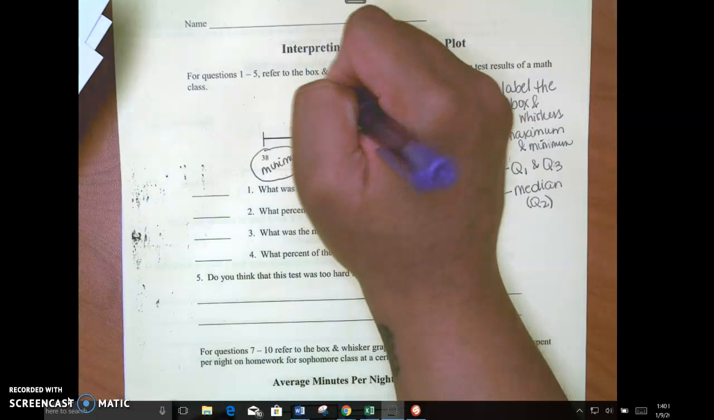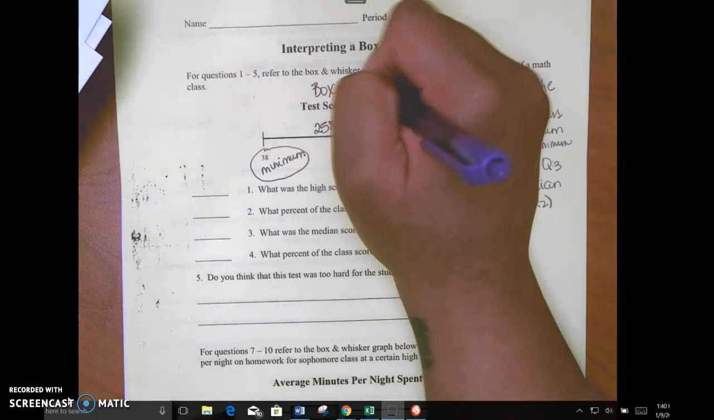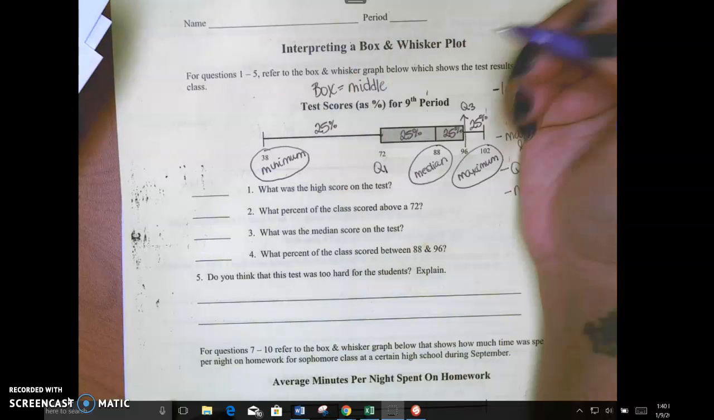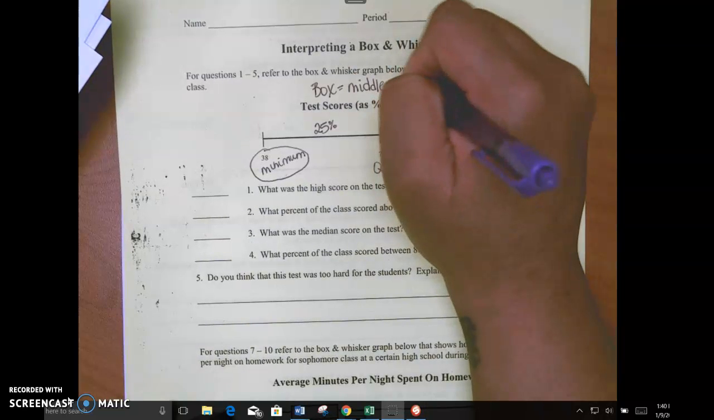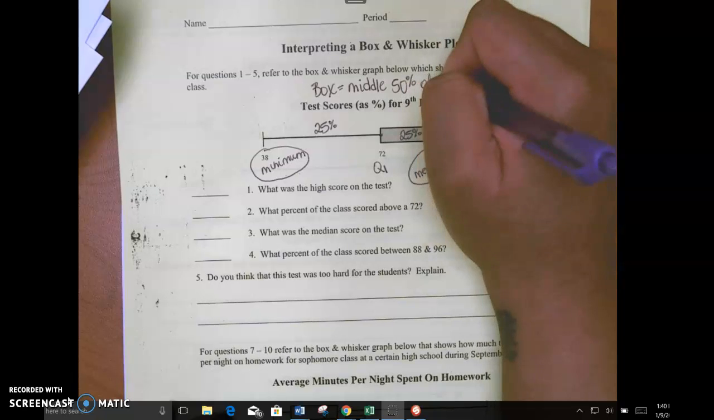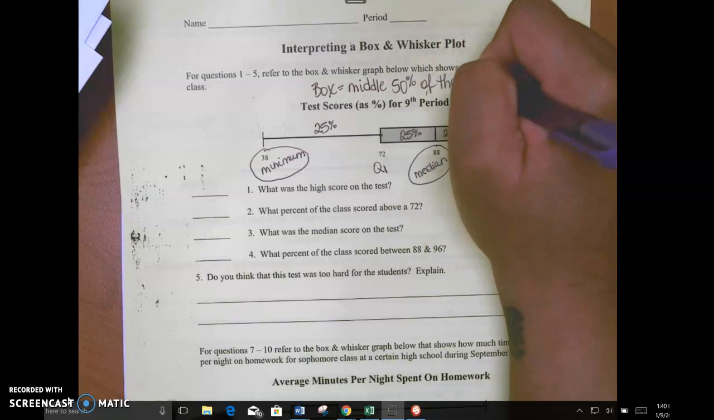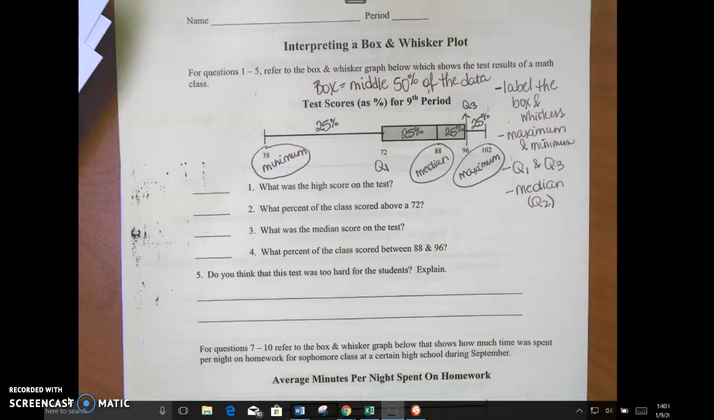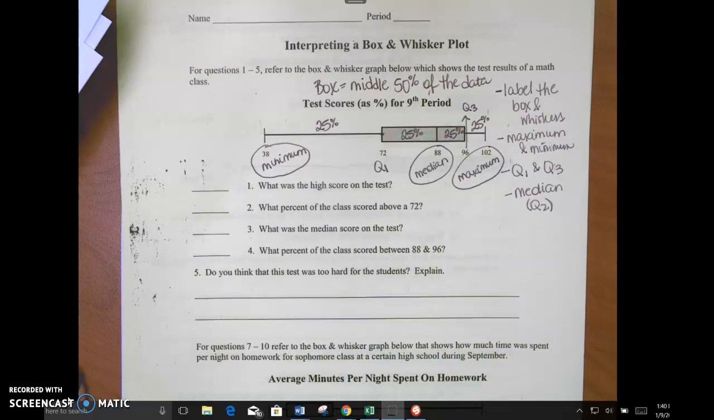Box plots are known for focusing on the middle 50% of the data. So what is the middle 50%? I just wrote it down. The box. Not 38, that has nothing to do with the box. 72 is where the box begins, and 96 is where it ends. Good.